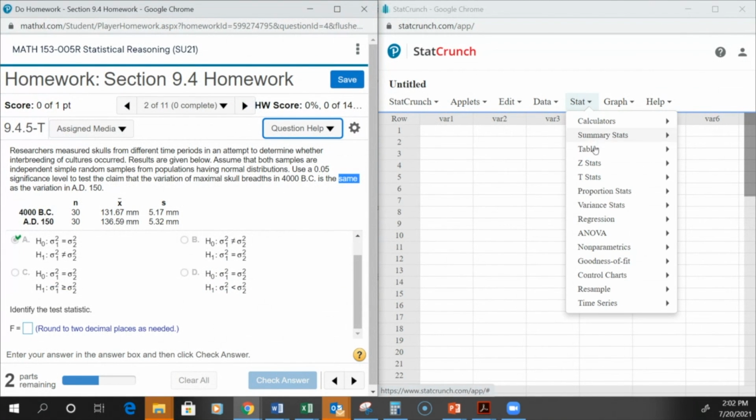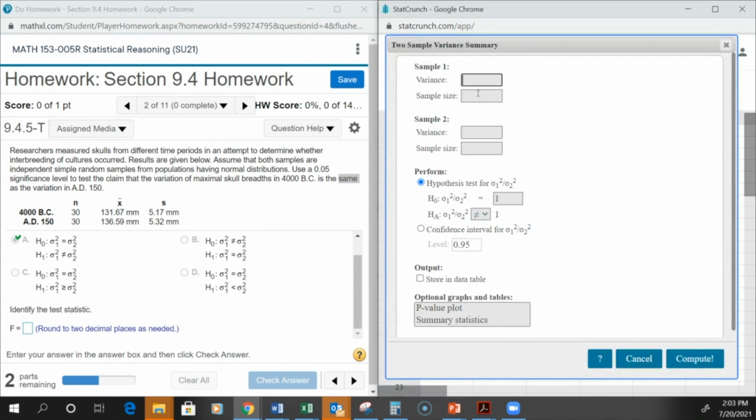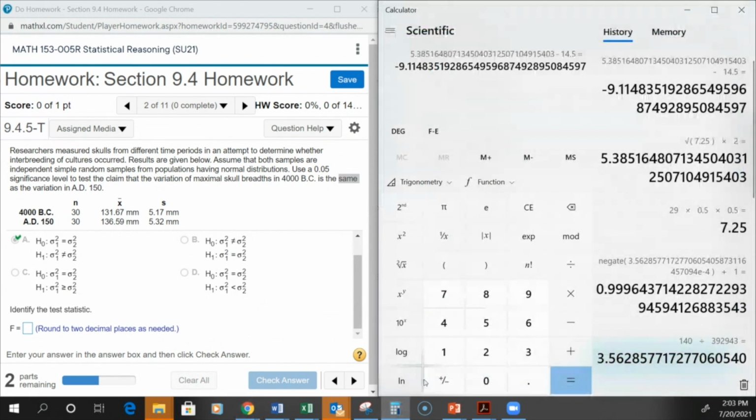You go to stat and you say this is variance, right? Yep, it's variance. And I need 2 samples and all I have is a summary. You put in the variance. It's 5.17, 5.17. Anybody catch me? Yeah, so I got to square it. Okay, so you did catch me, except you didn't. 5.17. I'm going to square it, square it, square it.